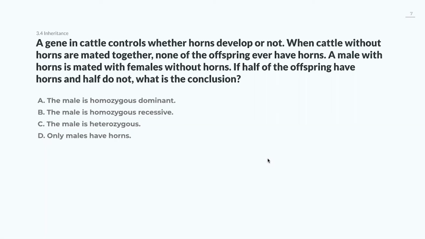All right, biologists, let's take a look at this question here. A gene in cattle controls whether horns develop or not. When cattle without horns are mated together, none of the offspring ever have horns. Looks like a silly piece of information. Why would I tell you this? Because this is very important, okay? When no horns are mated together, none of the offspring ever have horns.